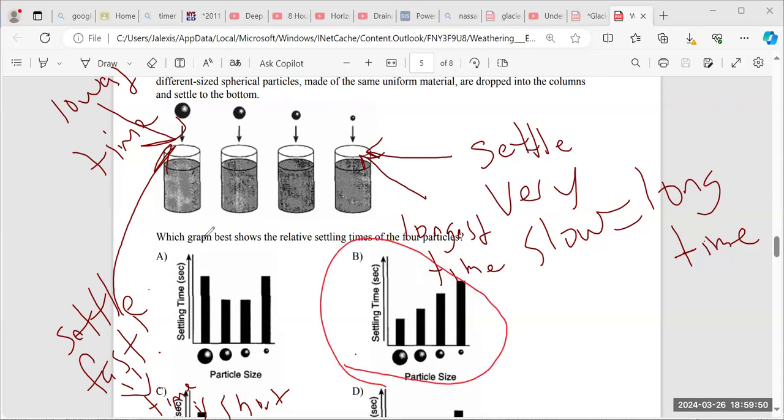All right, and it makes sense, right? The bigger particles take a short amount of time to settle, and the smaller particles take a long time to settle. All right, so that's why the correct answer is choice B.